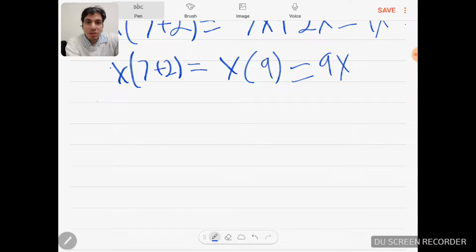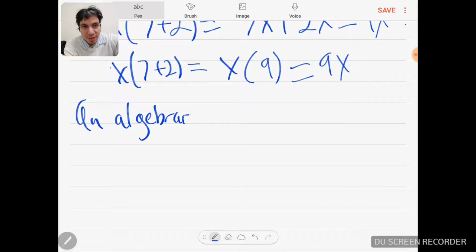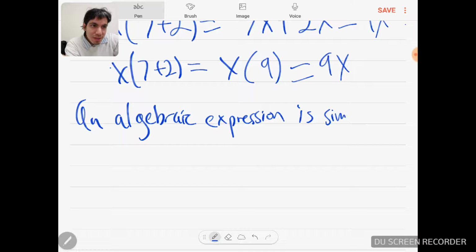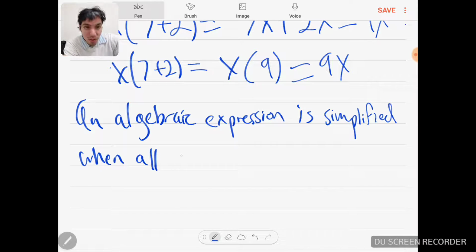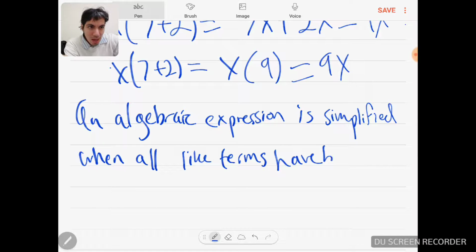So let's go forward with an algebraic expression. An algebraic expression is simplified when all like terms have been combined.